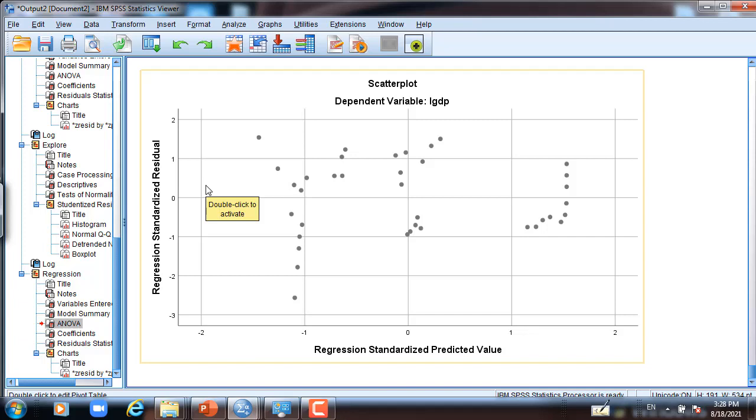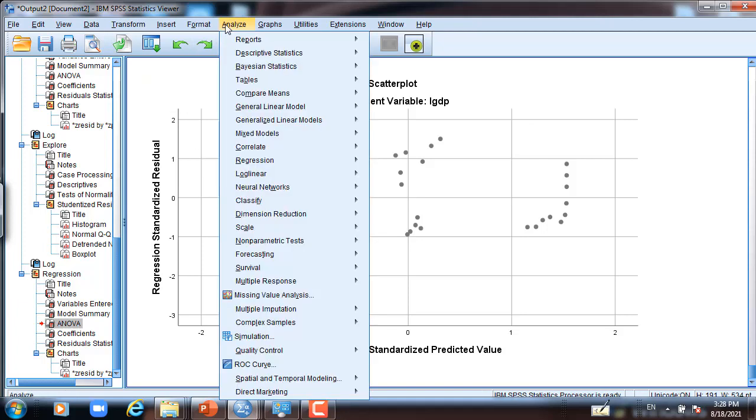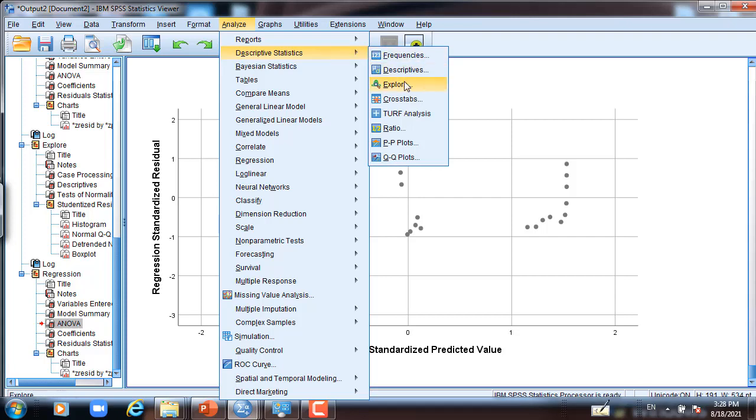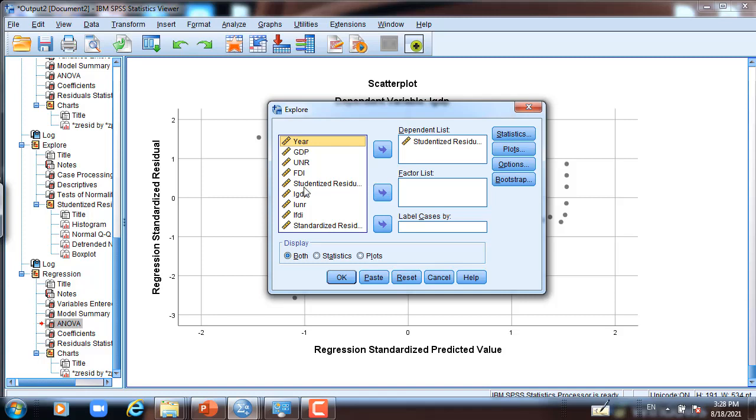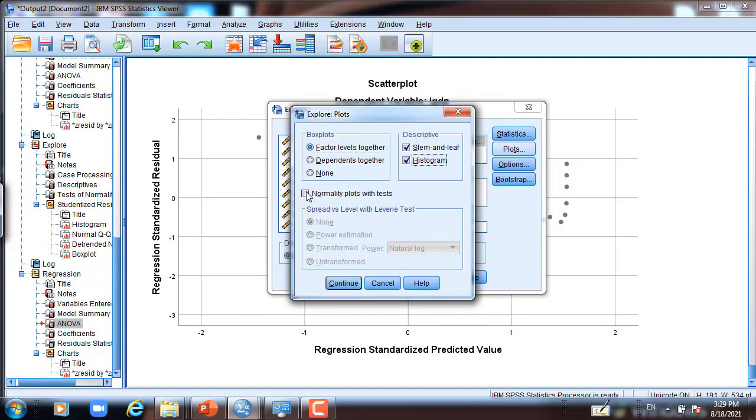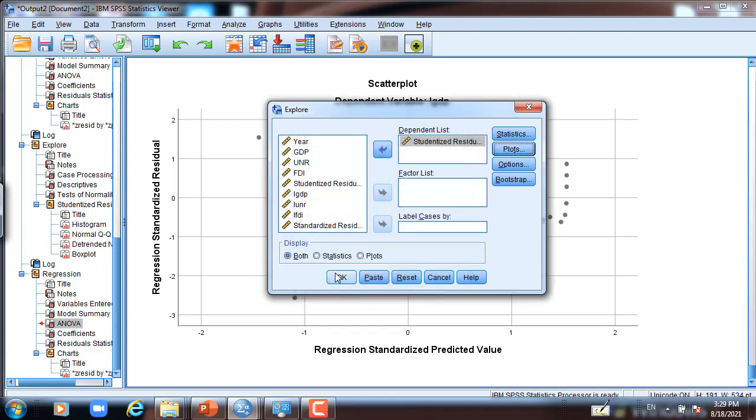How? Actually, there are two residuals. First, I go to analyze, descriptive statistics, explore. As you can see here, you have two residuals, standardized residual. This is for before the transformation, and this is after the transformation. So we have to reset the variable here, and then we use the second one, because the first one is for non-log, and the second one is after we transform the variable into log. And then we select the second, then we go to plot, select histogram and normality plot, deselect stem, continue, and press OK.